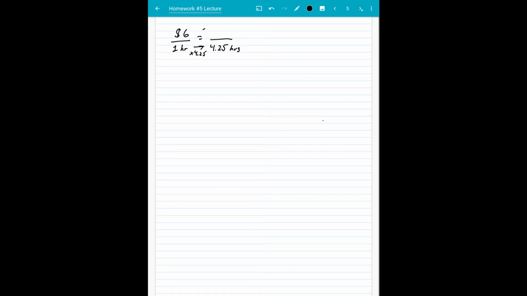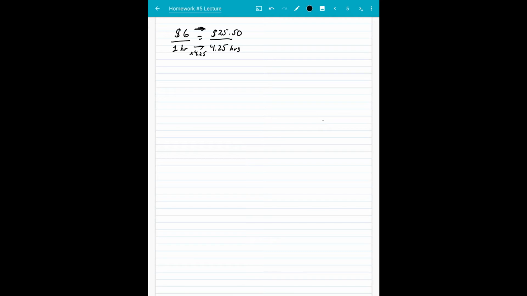So this would be 6 times 4.25, which would give me $25.50. So that's how much I would make in 4.25 hours. That would be 4 hours and 15 minutes because 0.25 is a quarter of an hour. A quarter of an hour is 15 minutes. So $25.50.